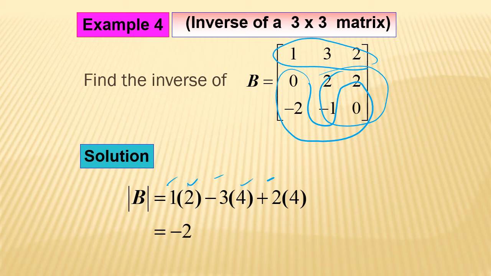And then the last one, we have these 4 elements: 0, 2, negative 2, 1. So what is the minor? It will be 4 also. So what is the determinant? It will be negative 2. Determinant of B equals negative 2.